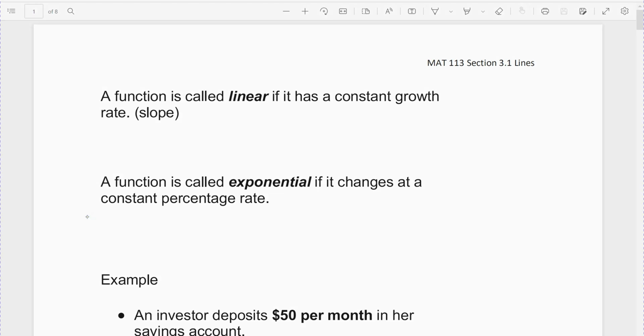We're still in 3.1. We're still talking about lines. What we want to get to is applications, application examples of linear equations.